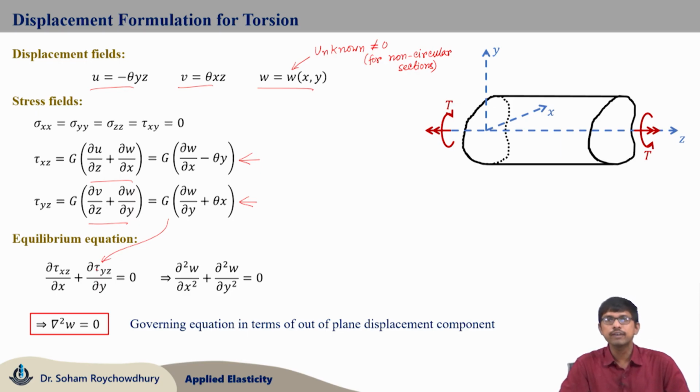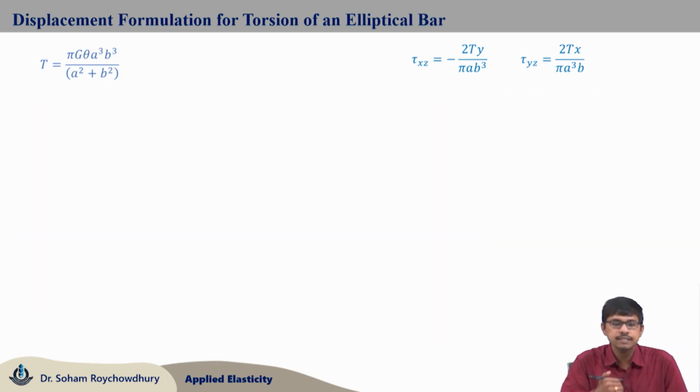So, instead of using phi, the stress function, we can also solve the problem by using this displacement formulation. This is also called the warping function approach. w is directly proportional to the warping function. Theta times warping function psi is equals to w. So, if Laplacian of w is 0, Laplacian of the warping function is also 0. This is the alternate approach of Saint Venant's theory of torsion for non-circular cross section. Now, let us apply this for the elliptical cross section, the problem which we are discussing in this lecture. So, we know the expressions of tau xz, tau yz in terms of t.